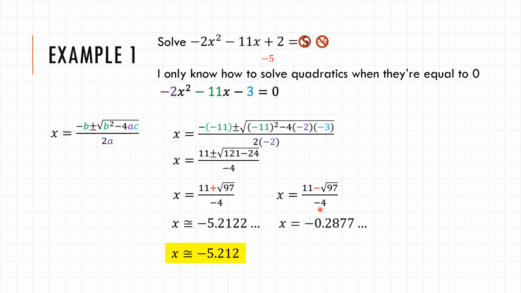In this case, I'm going to do the exact same thing, except I'm going to put the minus instead of the plus, and I get a different answer. And this one I'm going to round to -0.288 to the nearest thousandth. And there we go, folks. Those two are your solutions to this equation, and they are the roots of this expression.